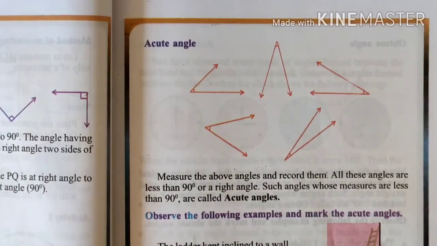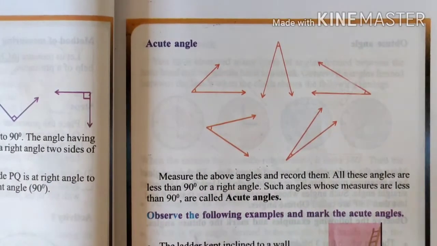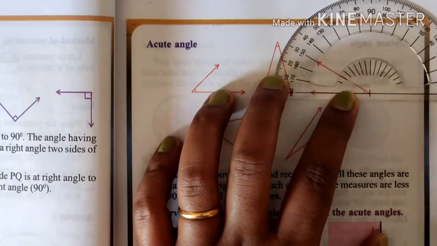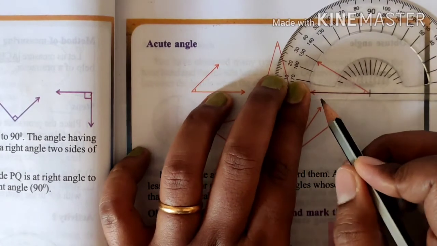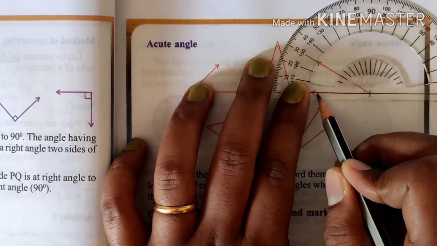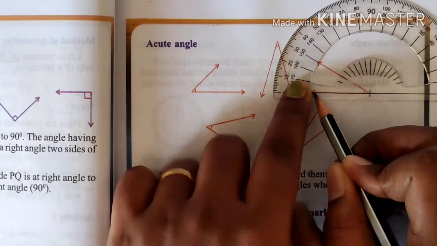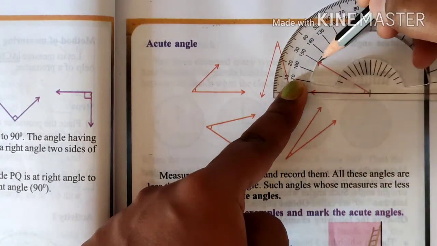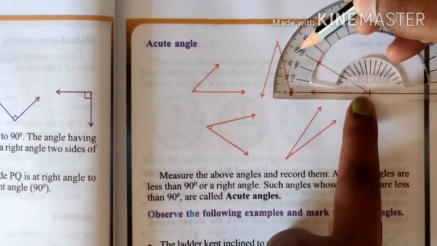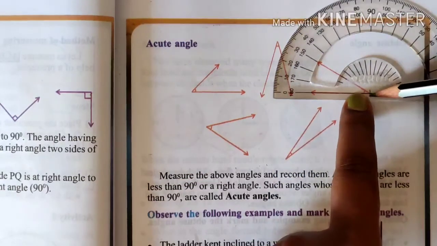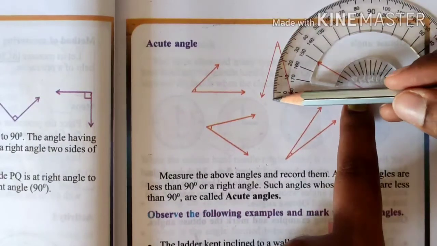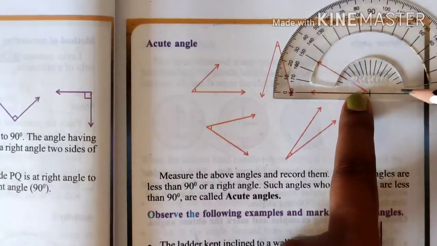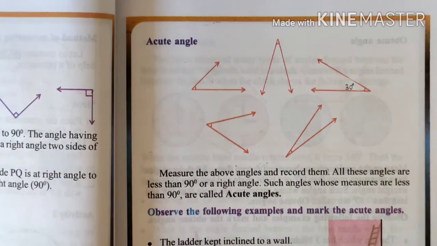So let us measure one of the angles given above. I am going to measure this and this. So the point is at the vertex and the base of the protractor coincides with one side of the angle. The other side of the angle is showing you the arrow at 30 degree, as the vertex is at right side. You have to start counting from your left, and when you count, it shows us 30 degree. So this angle measures 30 degree.